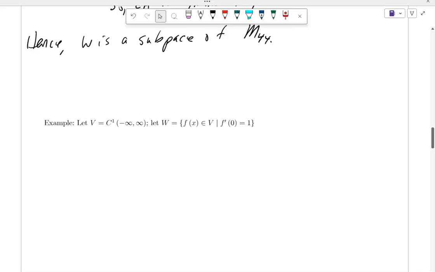How about this next one? What do you think? What's the defining characteristic for being in W in this case? Yeah, when you take the derivative and you put in 0, you get out 1, right? Now remember, we're trying to show closure under addition or closure under scalar multiplication. If I add two functions, and I know the derivative is 1 at 0, what's going to be the derivative at 0 for the sum?